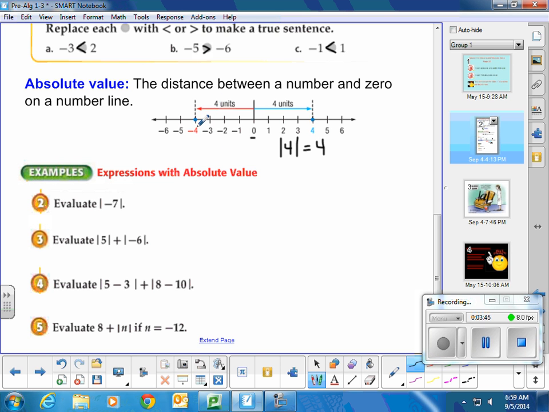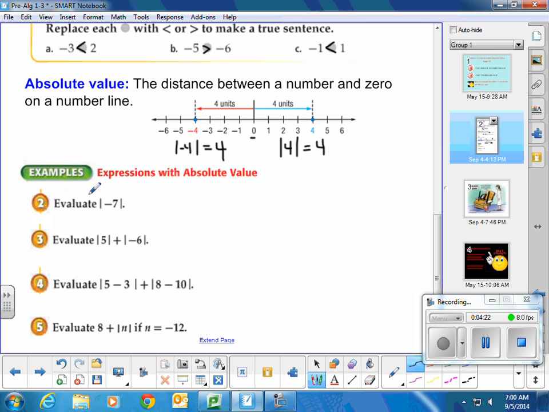Over here, if I wanted to talk about -4, the absolute value of -4 is also 4, because it's 4 units away from 0 as well. When you take the absolute value of a number, it's always going to be a positive answer. It's positive because it's not showing direction, it's just showing how far away it is from 0. Both 4 and -4 are 4 units away from 0. We have a few examples here to practice this.